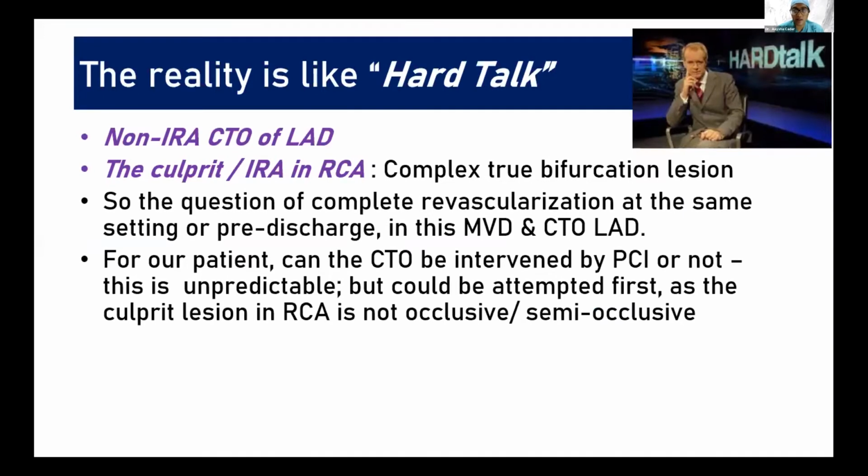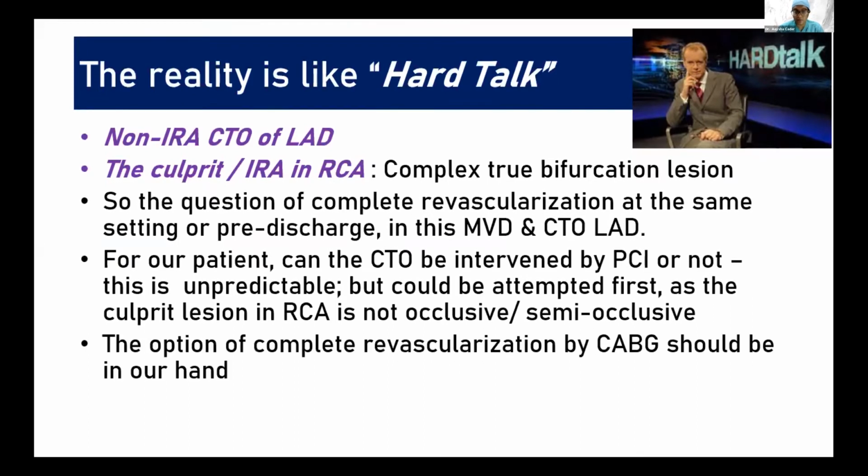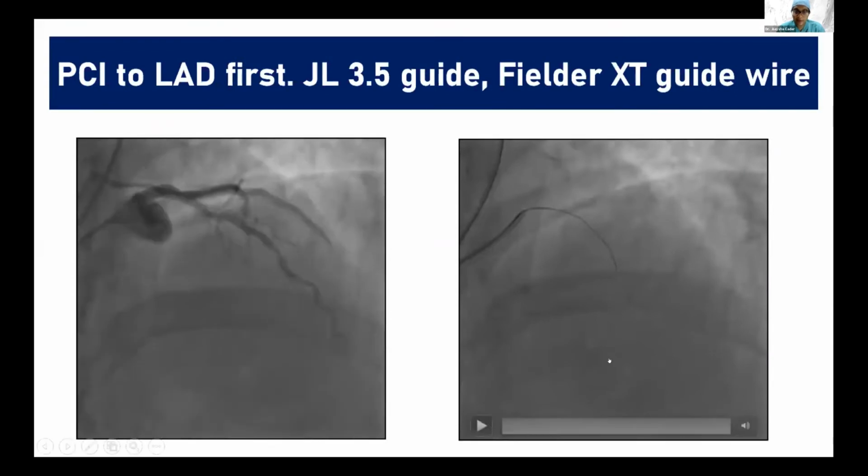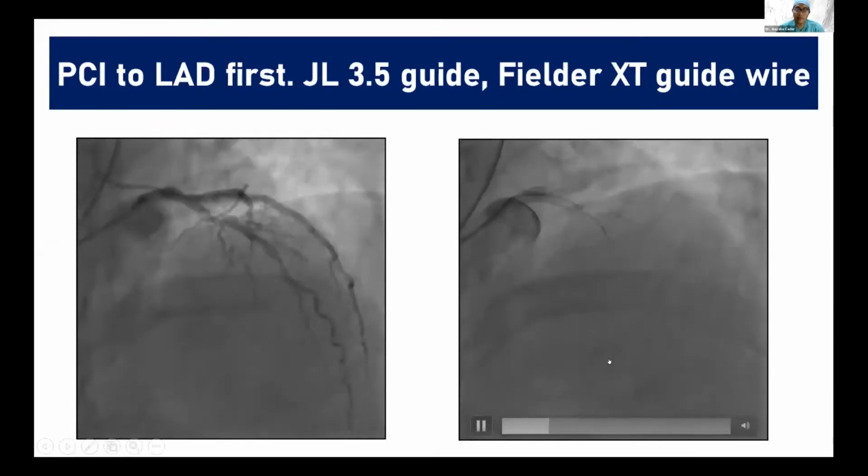It's unpredictable if a CTO would open or not, but we decided that it could be attempted first because in this case, the culprit lesion or the infarct-related artery, which is the RCA, is not entirely occlusive, but indeed semi-occlusive with some distal flow. So we also had the option of complete revascularization by CABG and had the surgical team at hand. So given what we know, we proceeded for PCI to LAD.